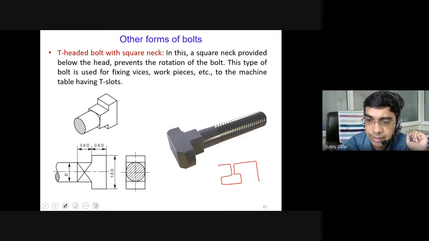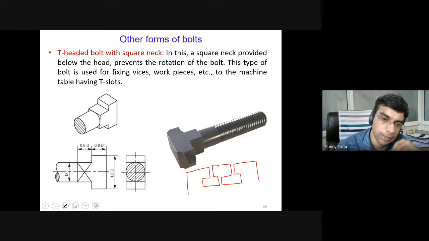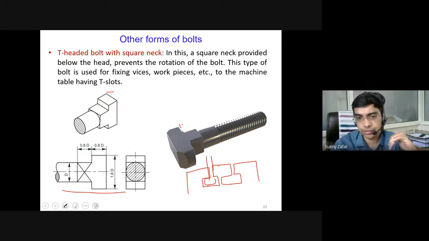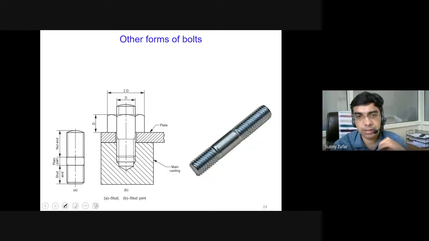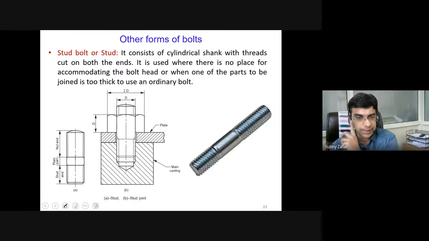So what we do is we create these type of slots on the machine beds, which are used to hold various fixtures, or various components or work pieces. In that we use this type of bolt where you have this inverted T and you put the bolt in here. Various dimensions of the bolt are shown in this slide. These are also threaded, so the part which is kept on the top can be fixed to it. Next come the studs, or we call it a stud bolt.